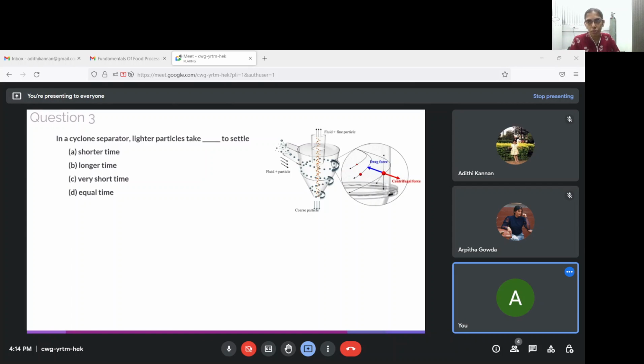So it takes a longer time to settle because the moment you have something called a drag force, you can apply Stokes' law to find out the settling velocity, or the terminal velocity, of a particle. So the settling time of a particle in a cyclone separator, once you equate the centrifugal force and the drag force, this is the equation that we get.